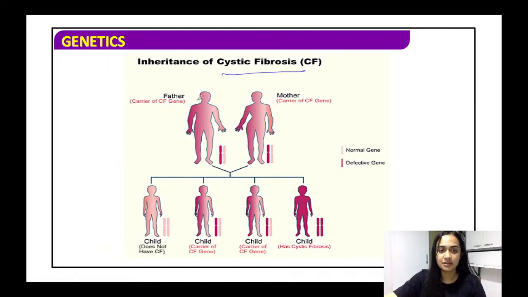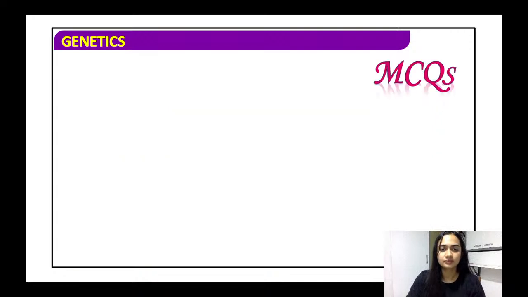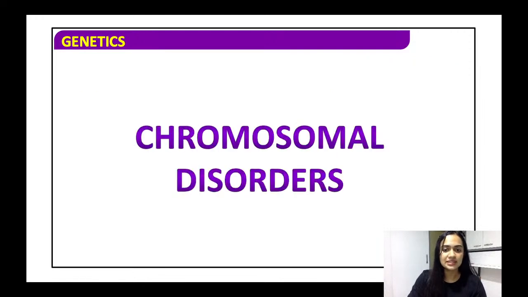Inheritance of cystic fibrosis. So this is the carrier father, this is the carrier mother. One child does not have cystic fibrosis, one has cystic fibrosis, and 2 are carriers, similar to thalassemia. Fine. Cystic fibrosis is due to the mutation in chromosome 7.